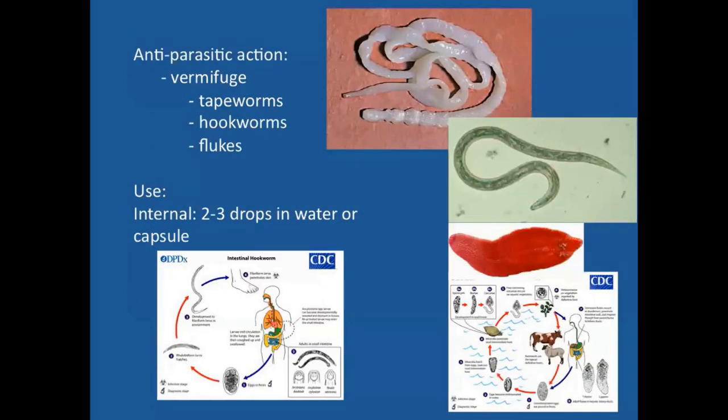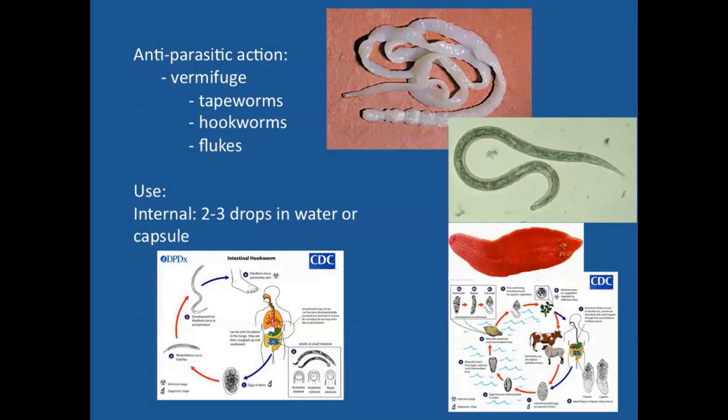It has some anti-parasitic actions, so it functions as a vermifuge. A vermifuge is a term for ridding a body of worms. So tapeworms, hookworms, flukes. You can see on the upper picture the white worm there is a tapeworm. It's a broad flat body, and they can be quite long. Sometimes they will lose segments as they drop off.